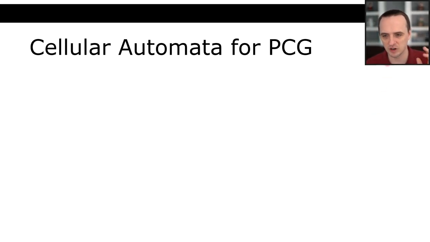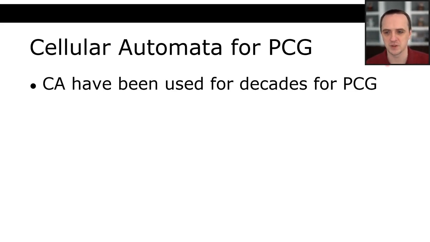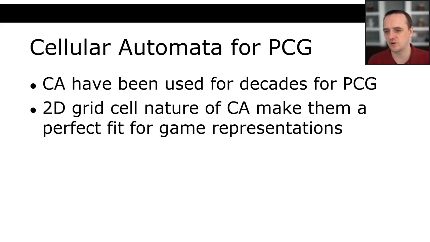How does that relate to PCG, the thing that this lecture is supposed to be about? You can think of Conway's Game of Life as procedural content generation. This algorithm is producing these patterns, these textures, and it's even producing these motions and animations. So CAs have been used for decades for procedural content generation. And the 2D grid cell nature of a CA makes them a perfect fit for game representations, because we talked about how grids are so often used in games.